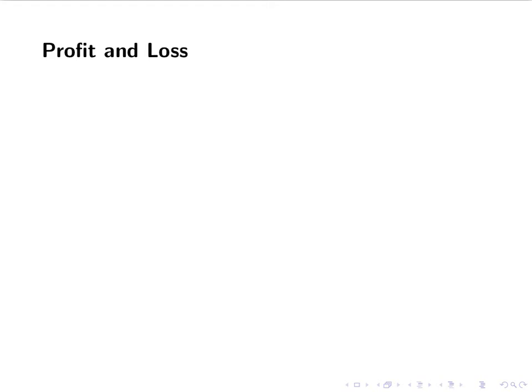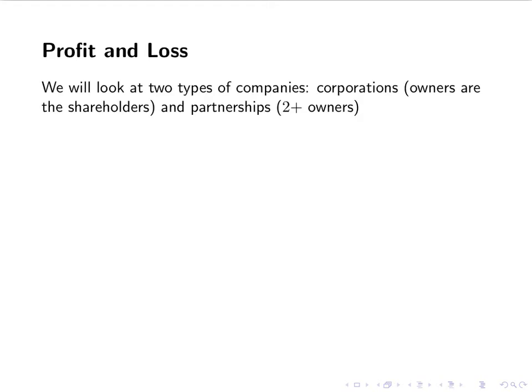Hello everyone. Today we're going to look at profit and loss. We're going to look at two types of companies: corporations, where the owners are the shareholders, and partnerships, which is two or more owners. If the company is owned by a single person, then they are fully responsible for all loss and they get all the profit. So it's not very interesting mathematically.